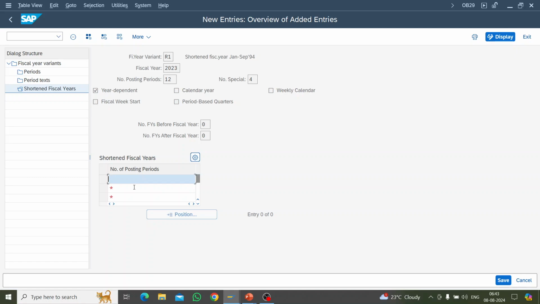And the second situation is when you are going to wind up your company. In that case also you get a deadline by which you have to close your books of accounts and close your business operations. So in that case also you will have to use the shortened fiscal year and plan your closure accordingly. There are a couple of other scenarios also where a shortened fiscal year will be required to play its role for doing some special activities which a normal calendar year cannot do.